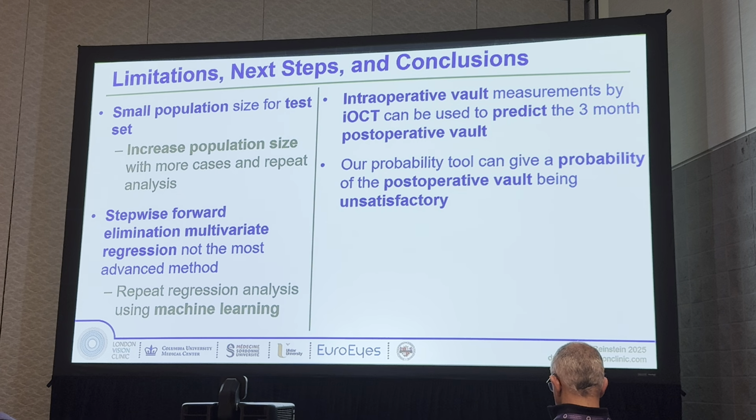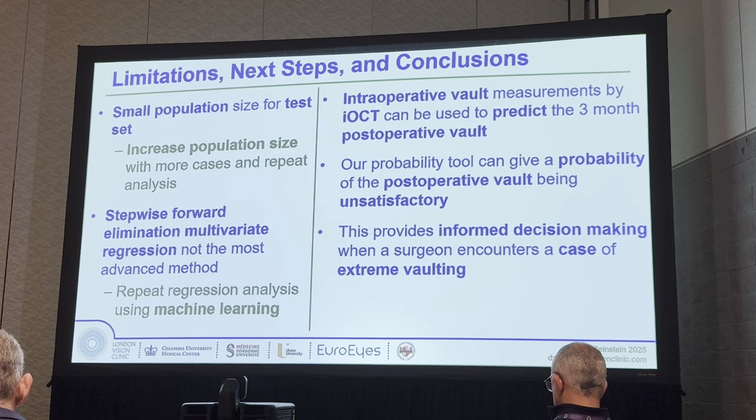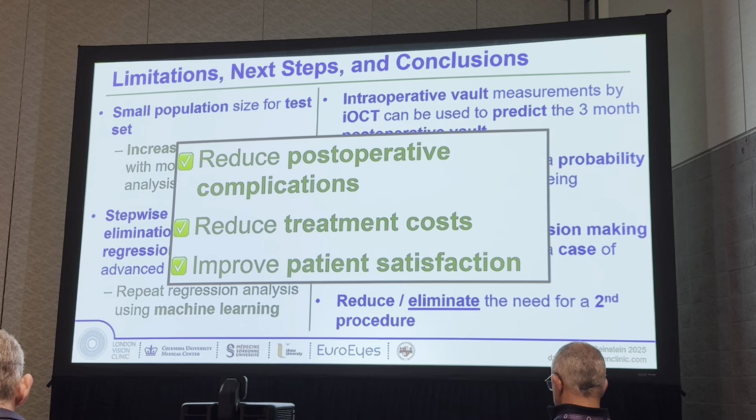And along with our model and the probability tool, a surgeon can be informed as to whether a case of intraoperative extreme vaulting is likely to reduce to a safe level postoperatively, or if it's going to stay high. And that means we can identify cases which would benefit from intraoperative exchange, and this would avoid having to have a second procedure and would improve patient safety outcomes and overall just improve patient satisfaction.